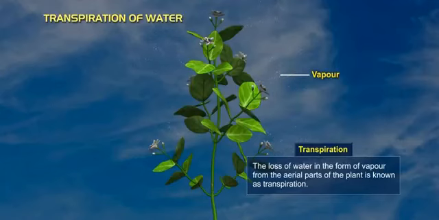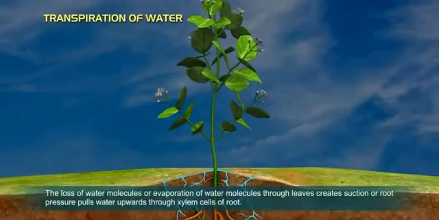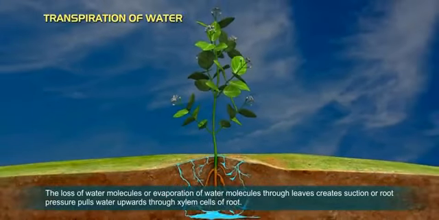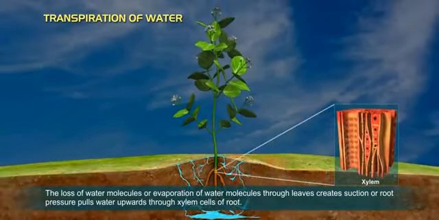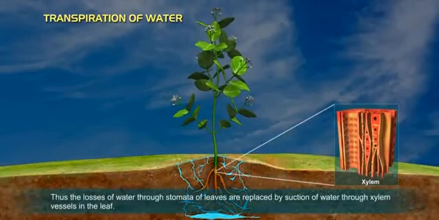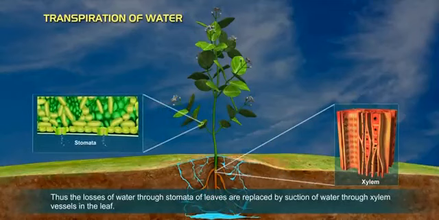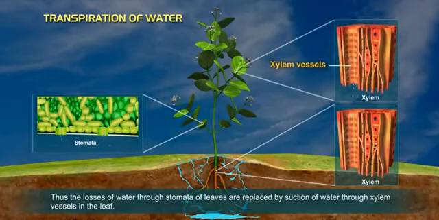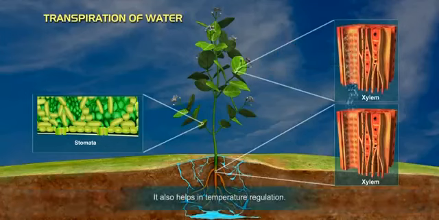known as transpiration. The loss of water molecules or evaporation of water molecules through leaves creates suction or root pressure, pulls water upwards through xylem cells of root. Thus, the losses of water through stomata of leaves are replaced by suction of water through xylem vessels in the leaf. It also helps in temperature regulation.